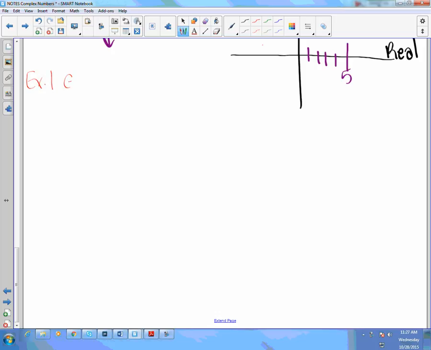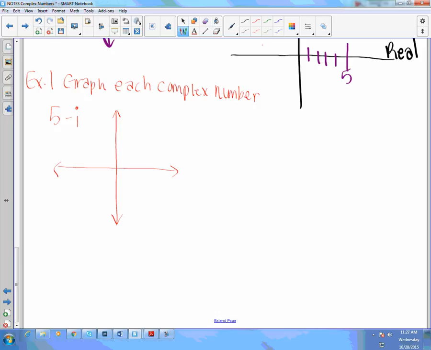Example 1. Graph each complex number. The one I want you to graph is 5 minus i. So we can draw a complex plane, which normally would be x and y axes, and what we can say is the x-axis represents the real. The old school y-axis is not y anymore. It's imaginary, so you can just put imaginary.